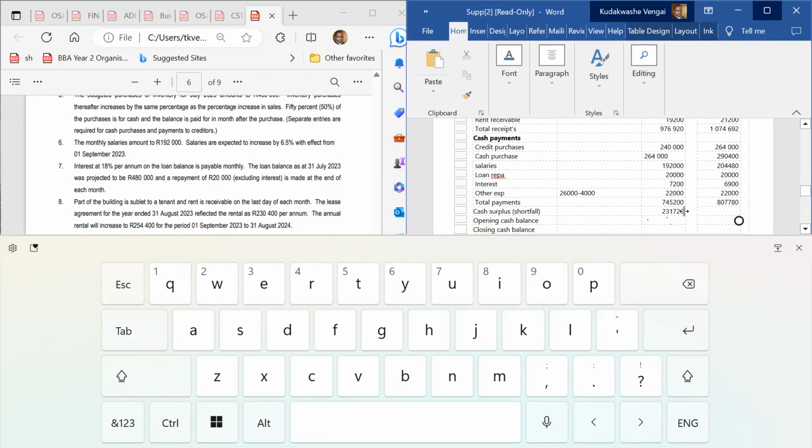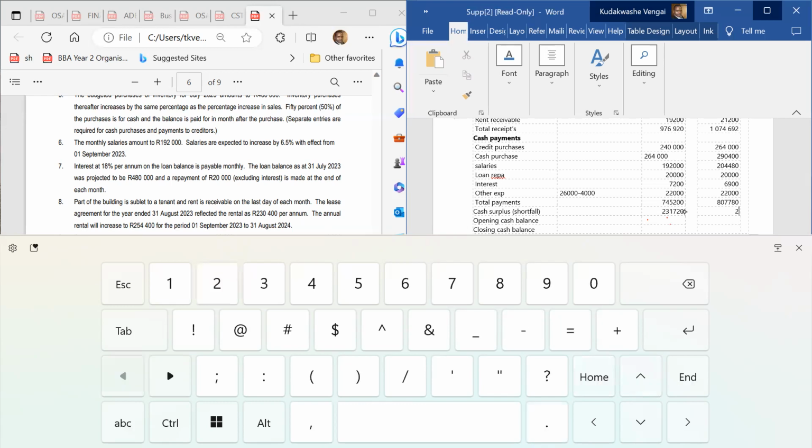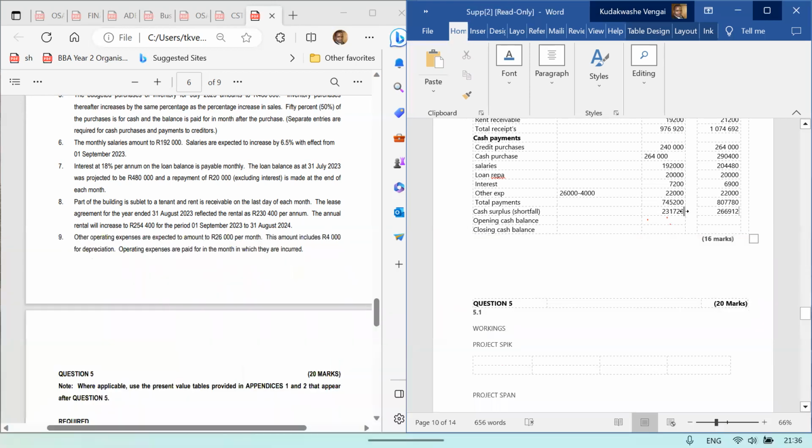All right. So the other one for September, 1,074,692 minus 807,780, we get 266,912. So that's 266,912. Right? So that's your cash surplus or cash shortfall. Because it is positive, it is a cash surplus. Right? So now we want to fill in the last two things there, the opening cash balance and the closing cash balance.